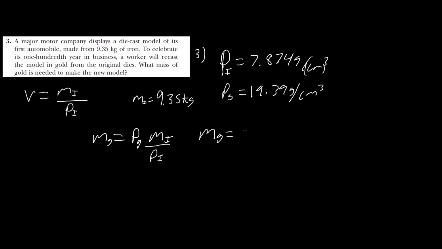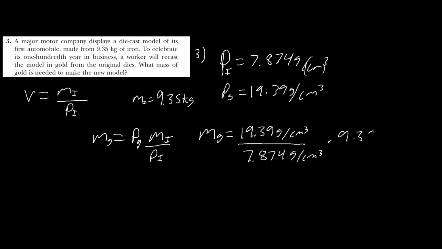Now, since we've got the right setup, the mass of the gold is going to equal the density of the gold, 19.39 grams per centimeter cubed, divided by the density of the iron, 7.874 grams per centimeter cubed. Notice that this unit cancels off, times the mass of the iron. So it's really just this formula, and all you have to do is check that in your TI-84 calculator.